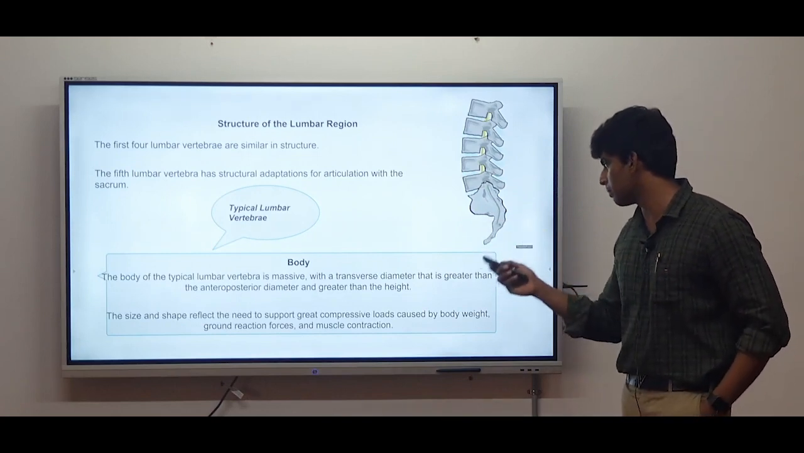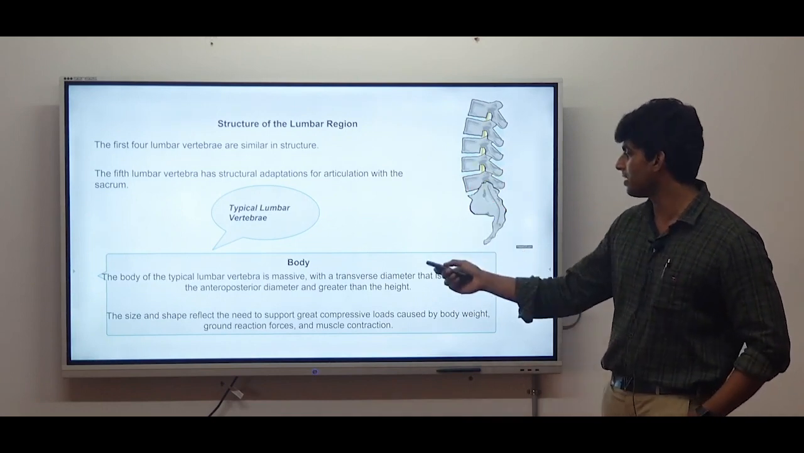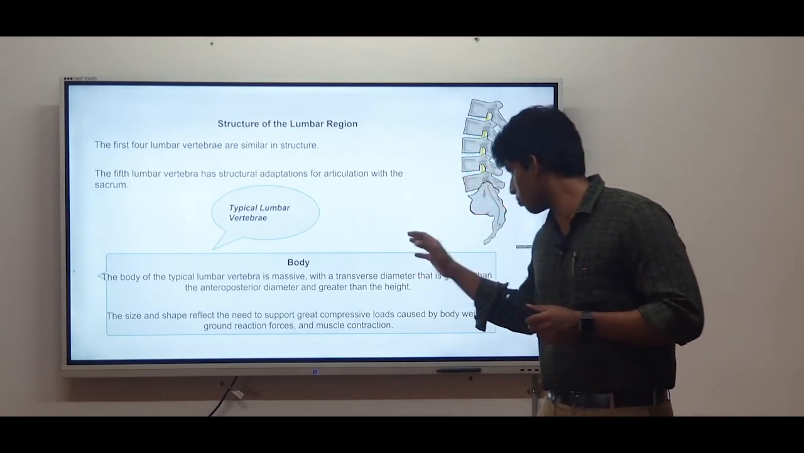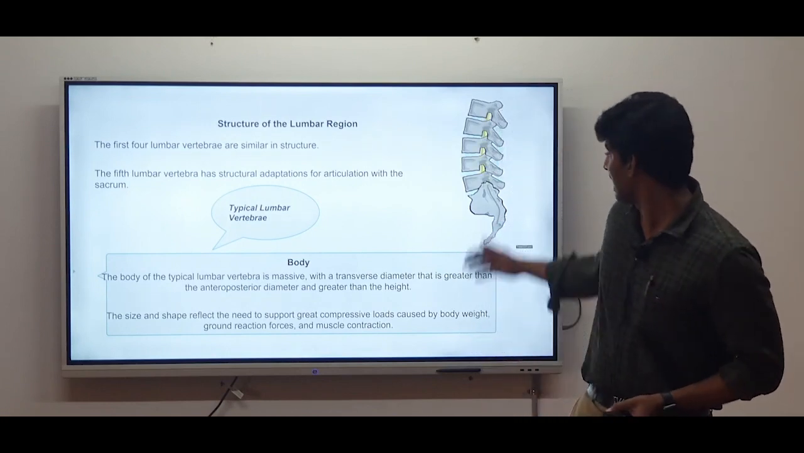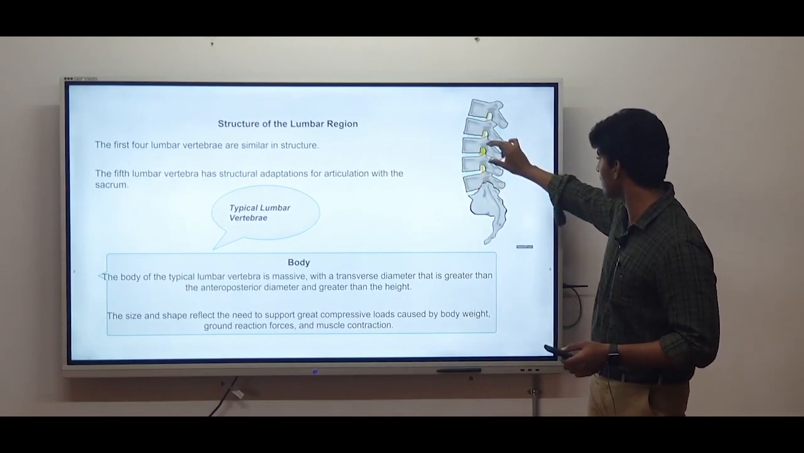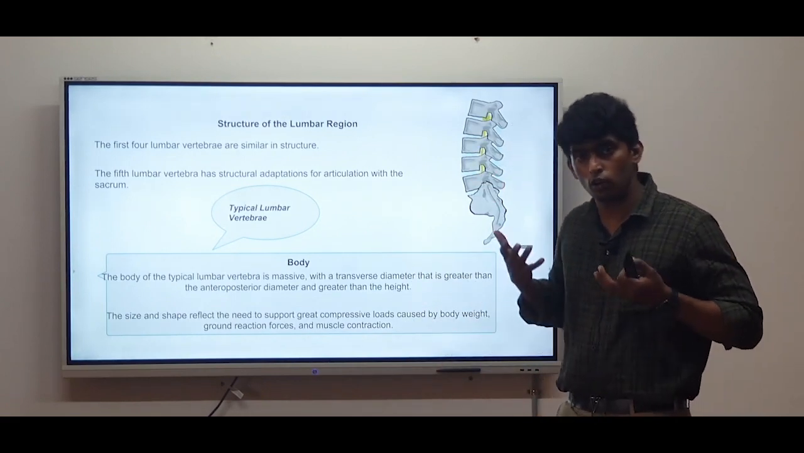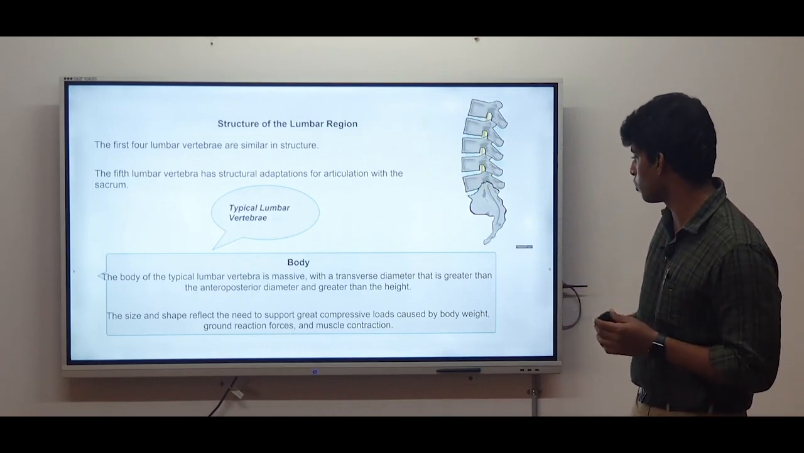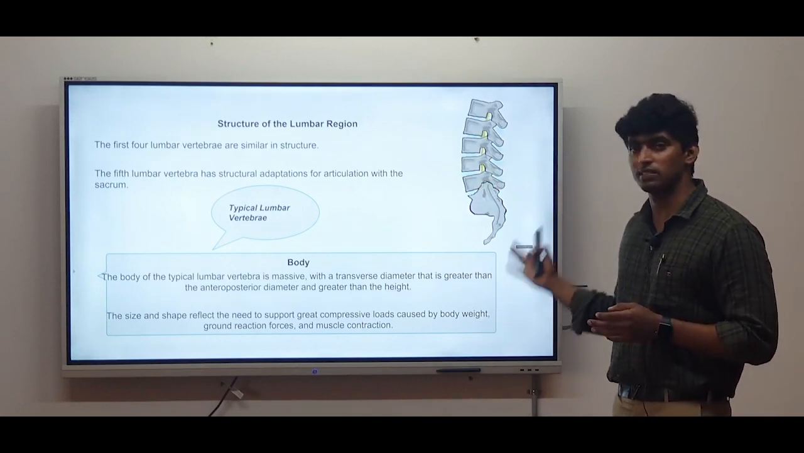The body of the typical lumbar vertebra is massive, with a transverse diameter that is greater than the anterior posterior diameter and greater than the height. Because of the massive body structure, our body weight has to be transmitted through the lumbar region. So, the body's height as well as the vertebral structure should be strong enough to bear our weight. The size and shape reflect the need to support the great compressive loads caused by the body weight, ground reaction forces and muscle contraction.